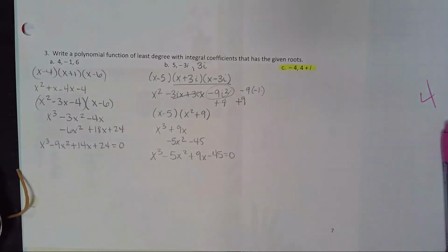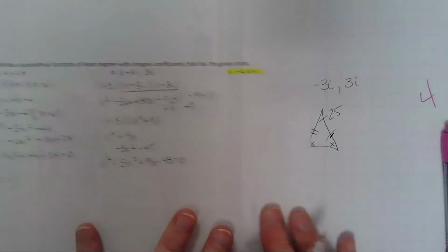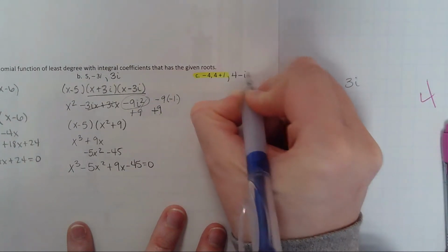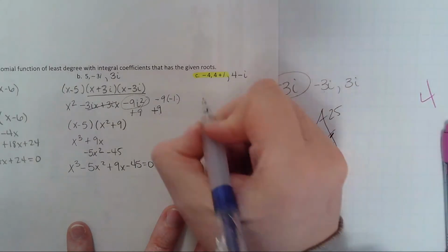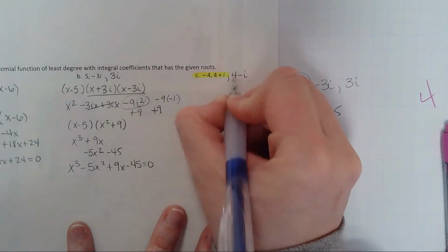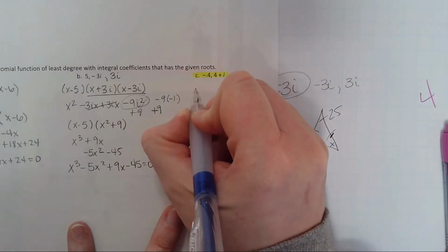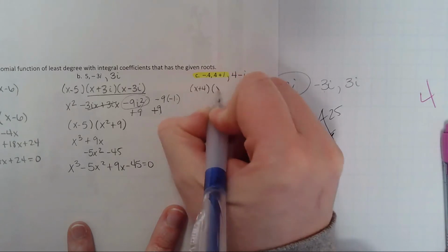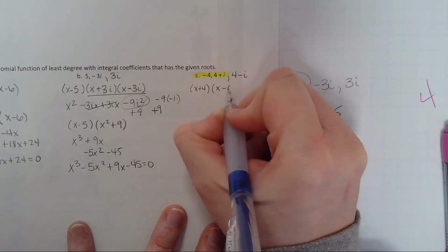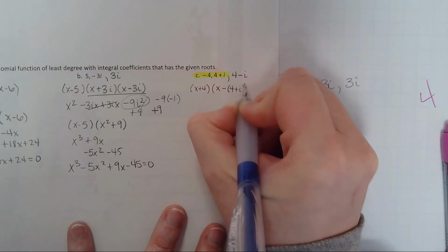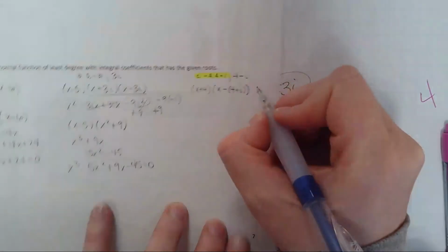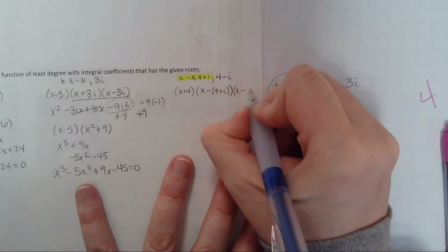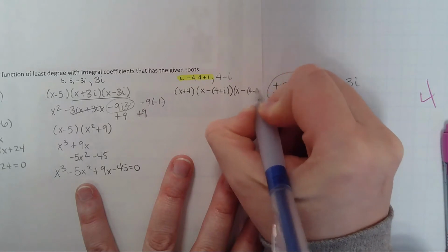So the most important question is the next one. And the conjugate that you're missing is 4 minus i. So the opposite of -4 is positive 4. So I'm going to have an x plus 4, and then I'm going to have x minus the opposite of, 4 plus i, because -4, and I'm going to have x minus 4 minus i. Okay?